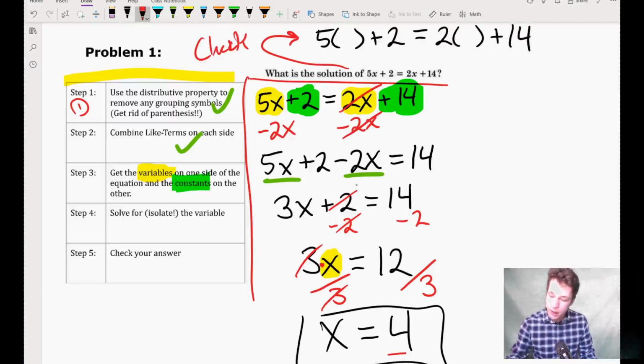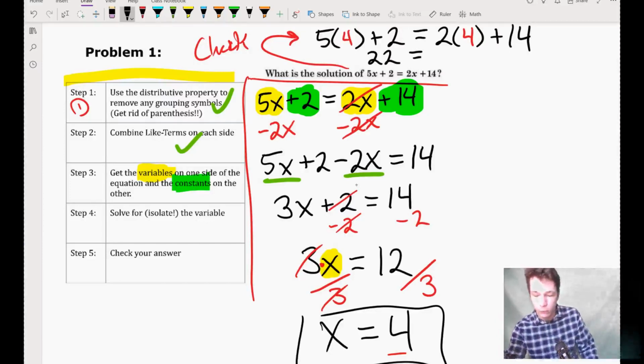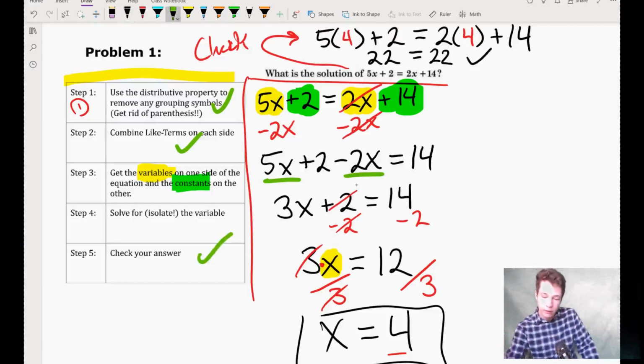I'm going to plug in x equals 4, which is what we got, or what we should have. And I'm going to check and make sure the left side equals the right side. 5 times 4 is 20, I think. Use a calculator, by the way. 5 times 4 is 20. Plus 2 is 22. Is that equal to 2 times 4 plus 14? 2 times 4 is 8, plus 14 is 22. So I know that these work, and that's all steps complete.